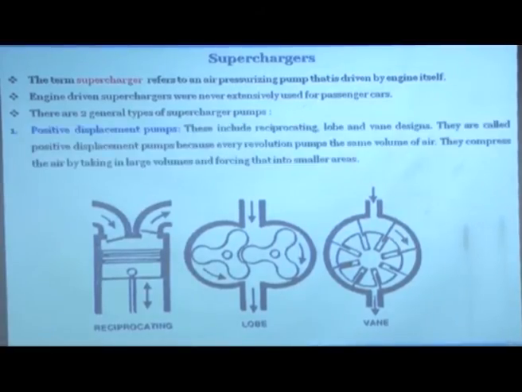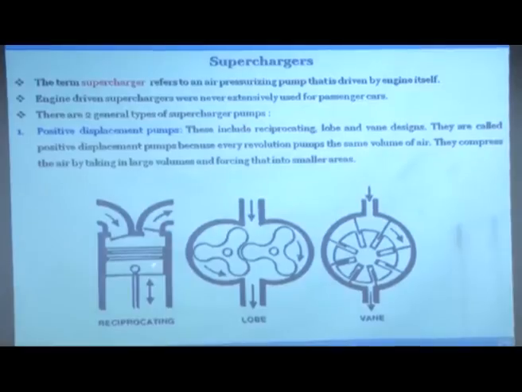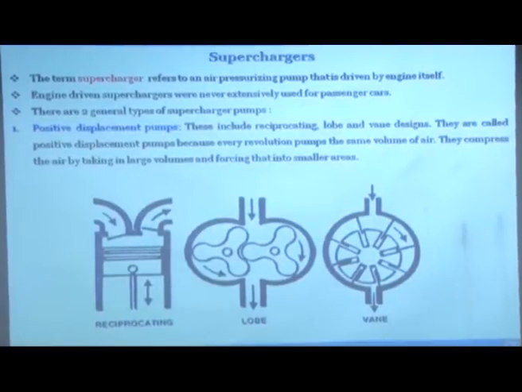Two general types of supercharger: one is the positive displacement type, which is this one, and the second one is the centrifugal type. Positive displacement types include reciprocating, lobe or vane type. These are called positive displacement because every revolution pumps the same volume of air. They compress the air by taking in large volumes and forcing them into smaller areas. So, they take a large volume and physically compress it into a smaller volume and then exit.